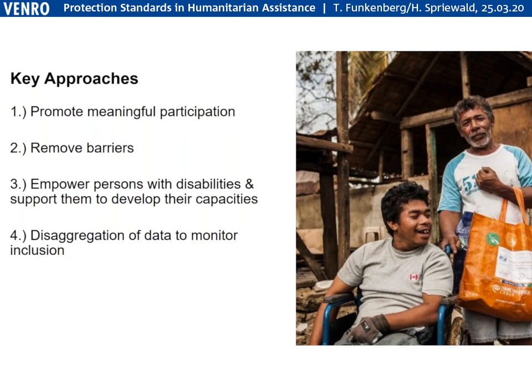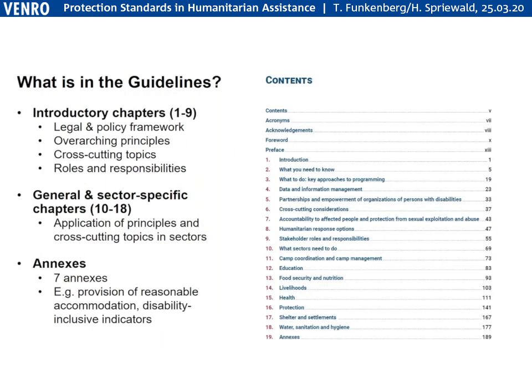So it's to promote the meaningful participation of persons with disabilities, to remove barriers, to not set up new barriers, to empower persons with disabilities and support them to develop the capacities, and to disaggregate data to monitor inclusion on gender, age, and disability at least. Altogether, the guidelines are set up into 18 chapters and 7 annexes.